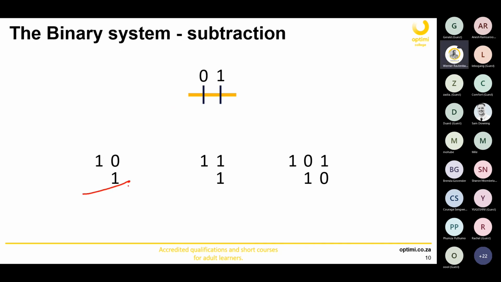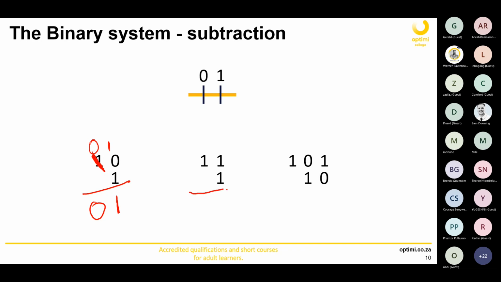There's the binary system. 1, 0 minus 1. Let me explain this to you. 0 minus 1 we cannot do. So we need to borrow from the previous number. We borrow 1, that becomes 0. 1, 0 minus 1 is 1. On this side we have 0 minus 0 is 0. So 1, 0 minus 1 is 0, 1, or just plain simple 1.